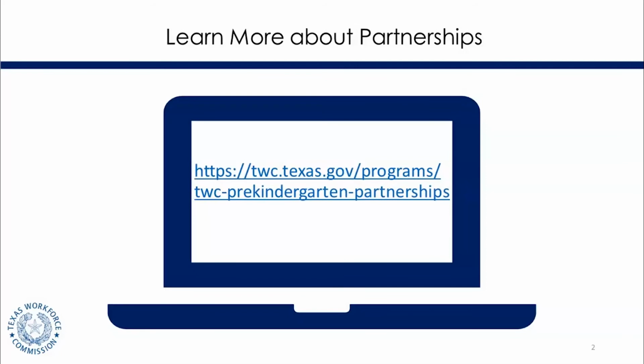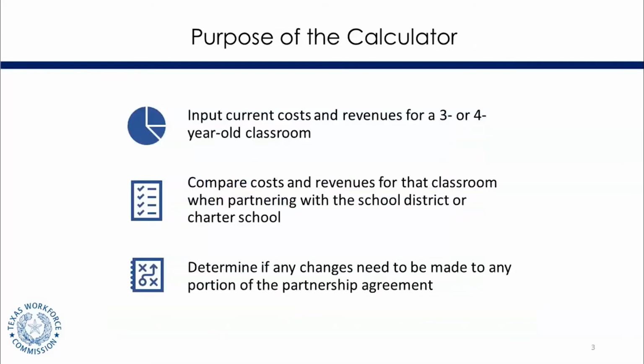The idea is to understand a snapshot of what is currently happening in the classroom versus what the school district or charter school is proposing to happen in the classroom. You can use this calculator to input your current costs and revenues for a 3- or 4-year-old classroom, compare that to an offer you might have from the school partner, and then determine if any changes need to be made to any portion of the partnership setup.